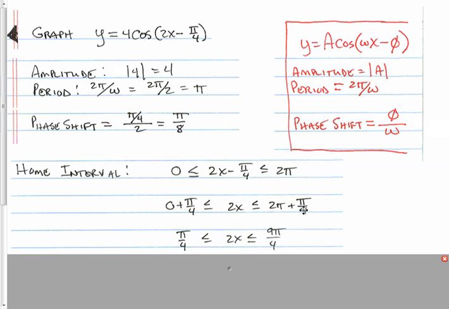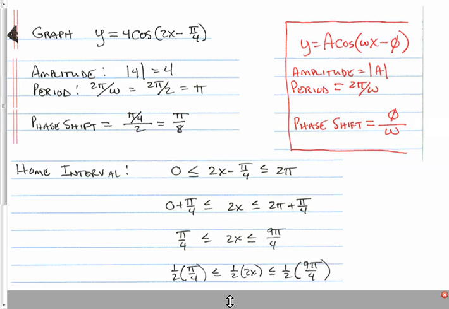And 2 pi plus pi over 4, well, 2 pi is the same as 8 pi over 4 plus pi over 4 is 9 pi over 4. So now we have 2x in the middle, but we want to know the values of x. So we'll multiply through by 1/2. See, 1/2 times 2x will give us an x, but we have to multiply all the way through by 1/2. So when we multiply here by 1/2, 1/2 times pi over 4 is less than or equal to 1/2 times 2x, which of course is less than or equal to 1/2 times 9 pi over 4.